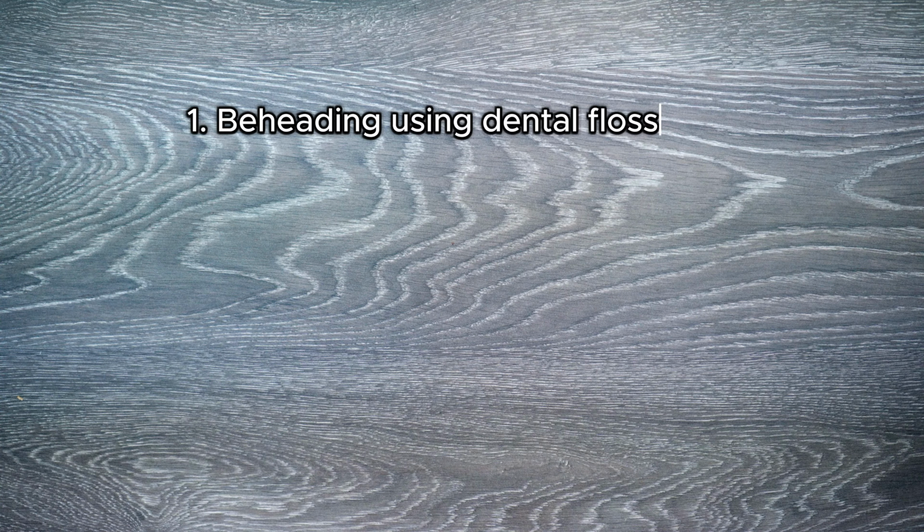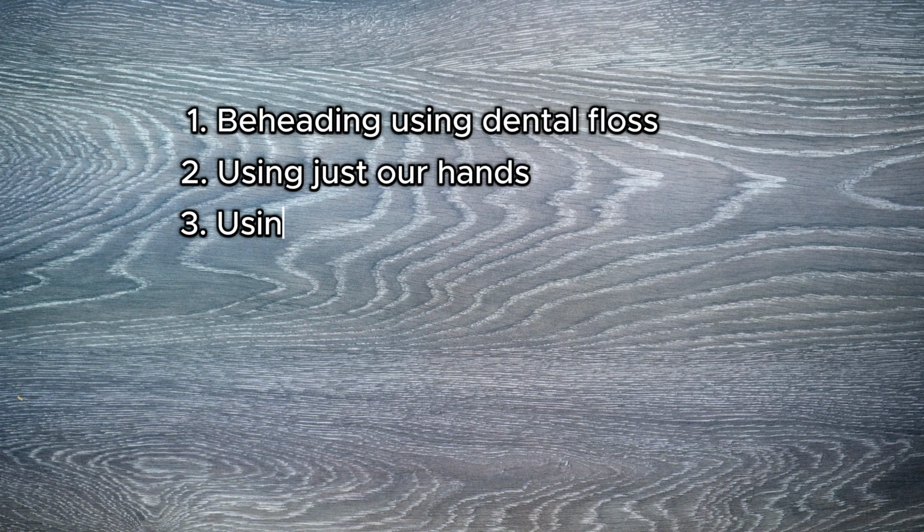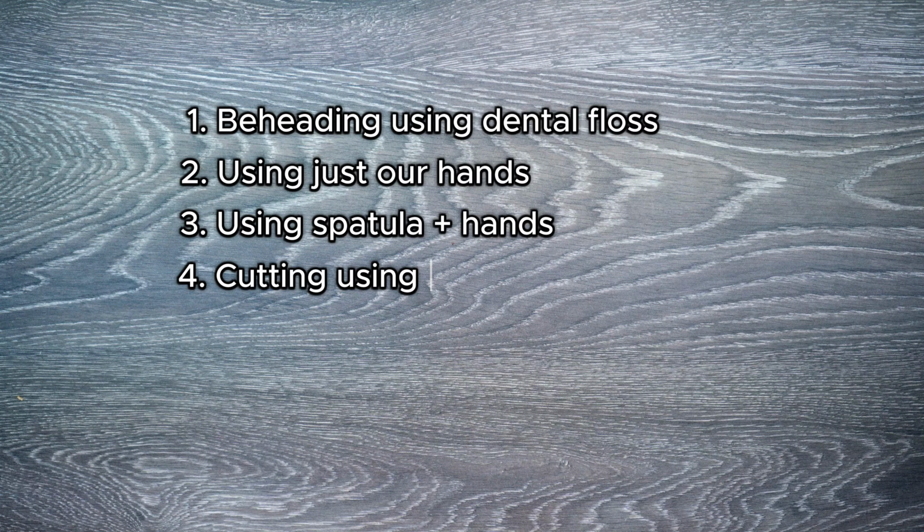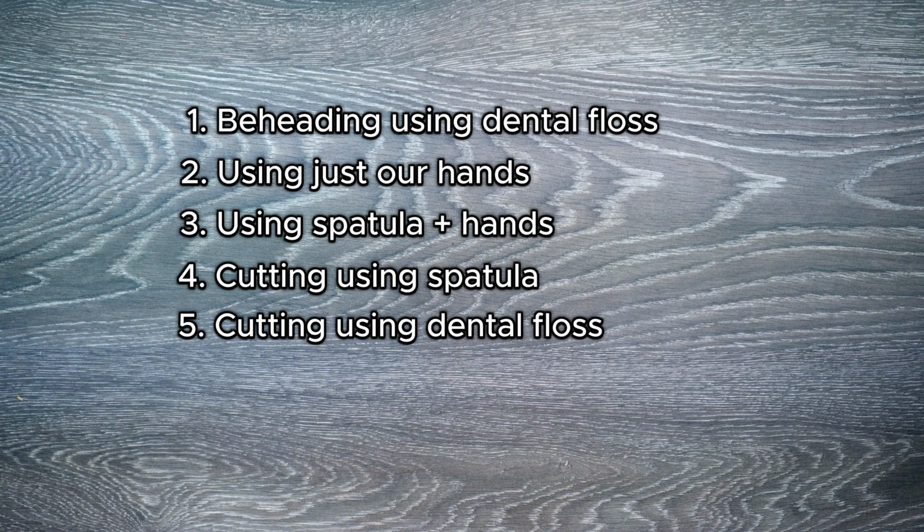We will cover the following methods. Taking the head off with dental floss, using just our hands to break the leaves, using the spatula and our hands to loosen the leaves, cutting leaves with a spatula, cutting leaves with the dental floss, and taking root cuttings, a method used for propagating truncata and mogani. Technically, this method will not work for the rosette type of Haworthias, but since this is a mutated form, we will try it anyway, because with a mutant, you never know what you get.